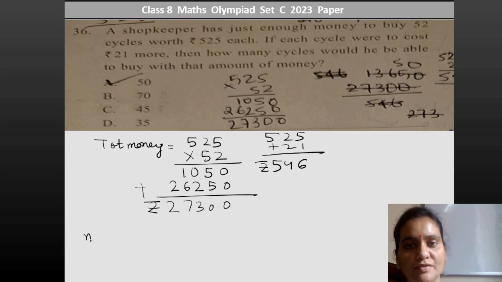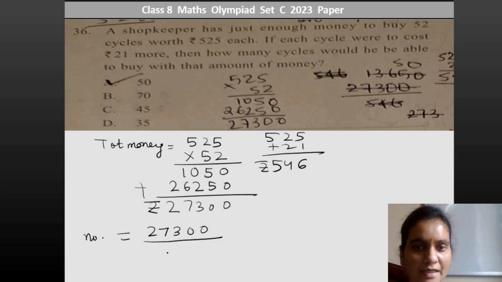Now the number of cycles that he can buy will be determined by 27300, because the total money that he has is not going to increase or decrease. Only the price of the cycle increases per cycle. So definitely he will be able to buy less. So we need to do 27300 divided by 546.